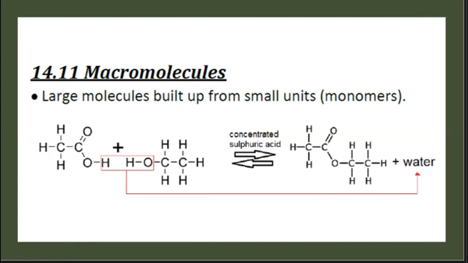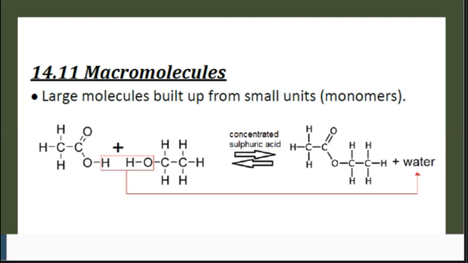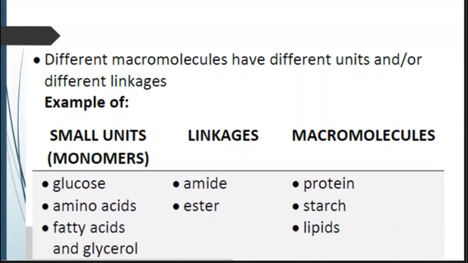Now, there's an equation right below where we have ethanoic acid reacting with ethanol in the presence of concentrated sulfuric acid, and that is giving us ethyl ethanoate, which is the ester, plus water, right? Now, different macromolecules have different units and or different linkages. So what am I saying? Depending on which macromolecule we are dealing with, it will determine what the subunit or the monomer is, and it will also determine what type of linkages we are dealing with.